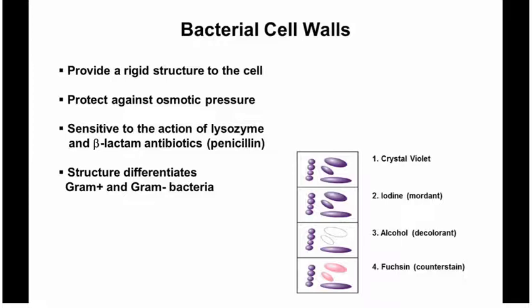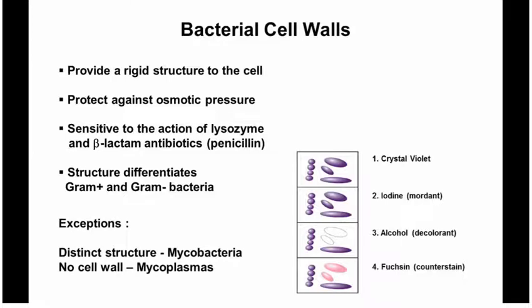So what is that telling us? It's telling us that gram-negative cell walls are very sensitive to alcohol, and gram-positive cell walls are relatively resistant. Now, most eubacteria, not archaebacteria, but eubacteria, can be divided into gram-positives and gram-negatives.